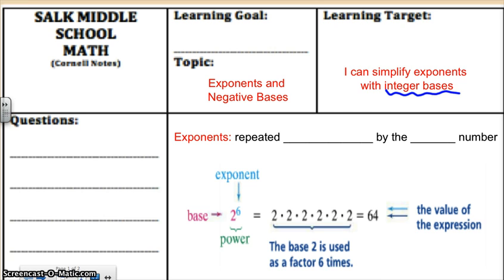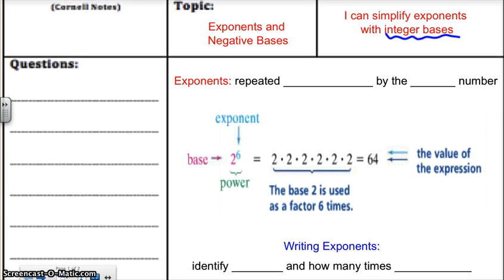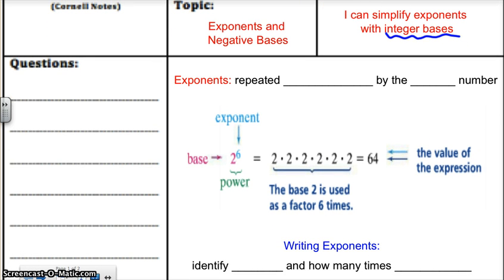You need to know the definition of exponents. It's repeated multiplication by the same number. That's what it is. Repeated multiplication by the same number. That same number is what we call the base.